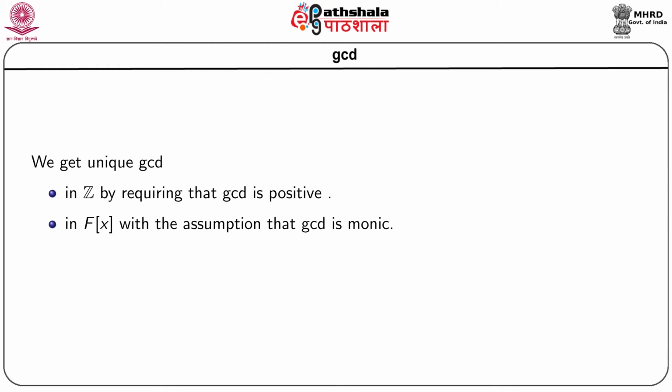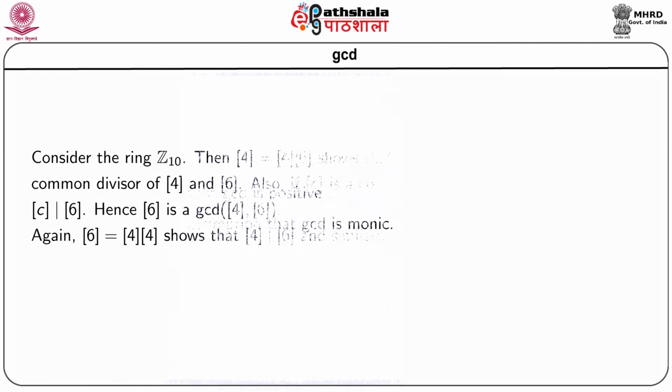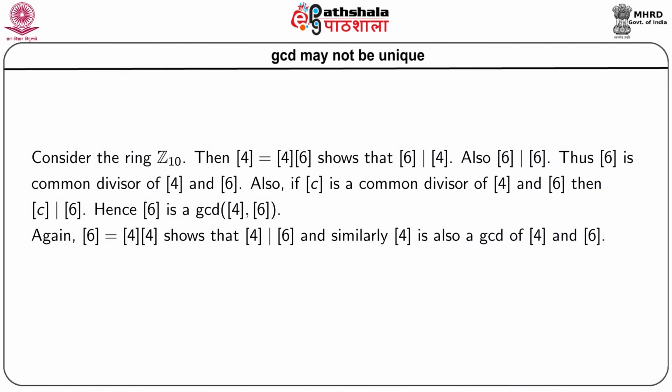So, how can we impose uniqueness of a GCD of A and B? In fact, here we show that on an arbitrary commutative ring with 1, it may be that the GCD of 2 elements is not unique. For this, consider the ring Z10, that is the ring of all integers modulo 10. Here we show that 2 non-zero elements, 4 and 6, have more than one GCD. We show that in fact both 4 and 6 are GCD of 4 and 6.